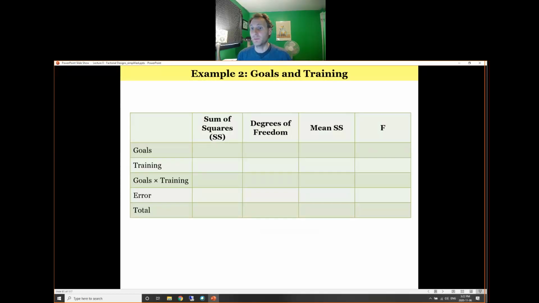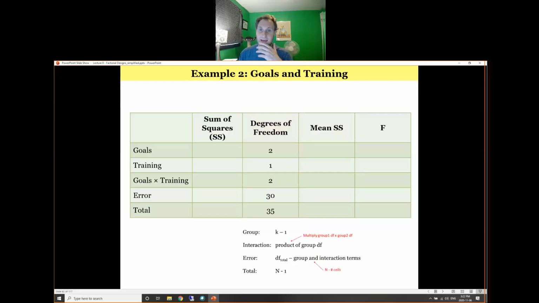Like always, we start with the source table to get organized, and it's easiest to start with degrees of freedom. Goals had 3 levels, so that's K minus 1, 2 degrees of freedom. Training had 2 levels, so that's K minus 1, 1 degree of freedom. Our interaction term is the product of those 2 degrees of freedom, so 2 times 1 is 2.